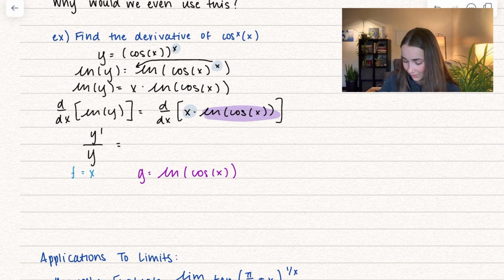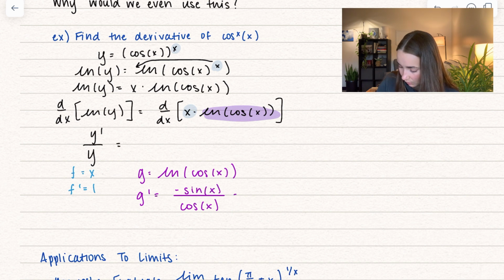Okay, let's take these derivatives. The f prime is just going to be 1, and then g prime is going to be a little bit more complicated. Like we said, whatever's inside the natural log goes on the bottom. So here we have cosine of x, and the numerator is going to be the derivative of that. The derivative of cosine is going to be negative sine of x, and actually, we can go ahead and rewrite this as negative tangent of x.